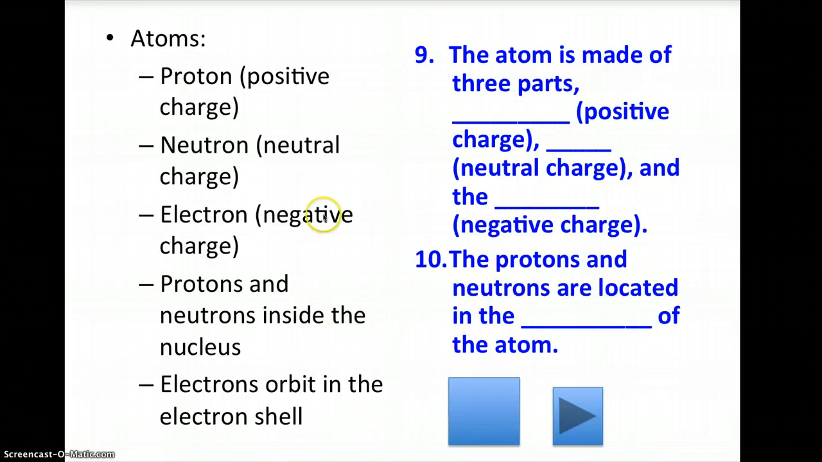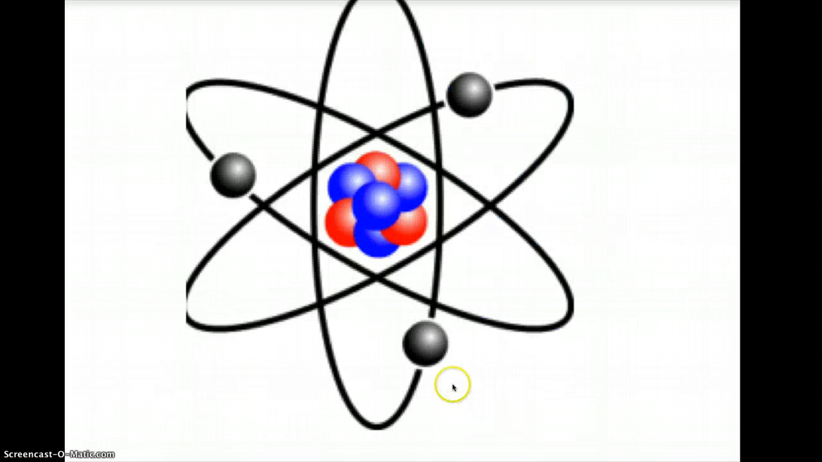All right, the next piece, we need to talk about atoms, okay? We learned that atoms are the building blocks of all matter, but atoms are made up of little particles too. You have the proton, which is positive, the neutron, which is neutral, and the electron, which has a negative charge. Okay, let's take a look at those.